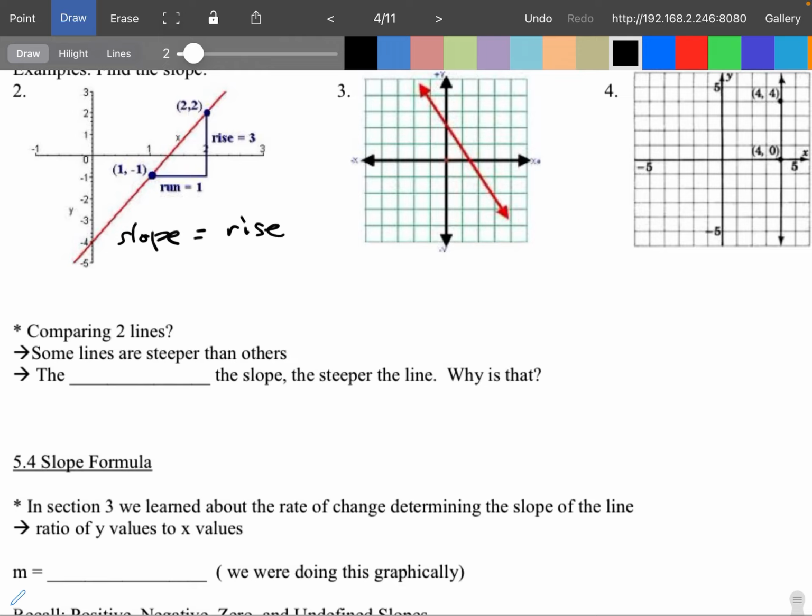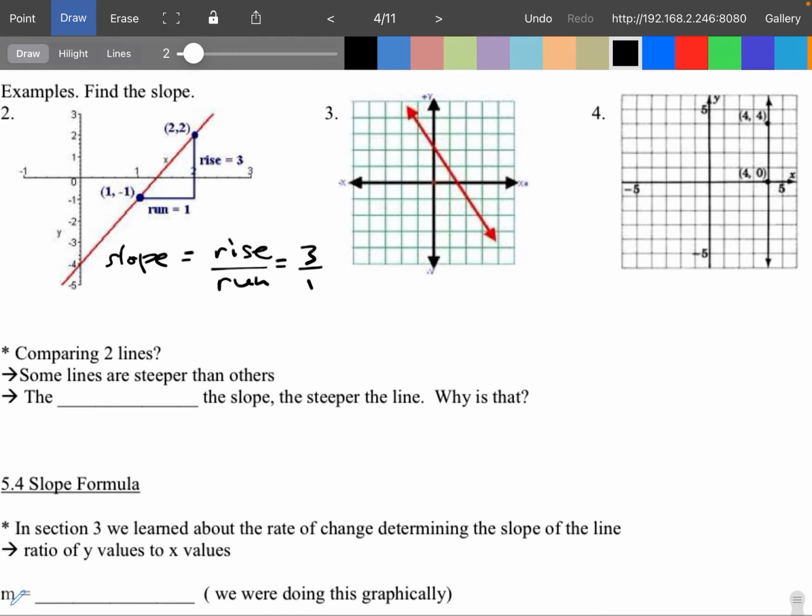Okay. So then we just got these 3 graphs. We got to find the slope. Well, I already said it's the rise over the run, correct? So the slope for this first one, if you do the rise over the run, what's the rise? 3. And then what's the run? 1. So it's 3 over 1.